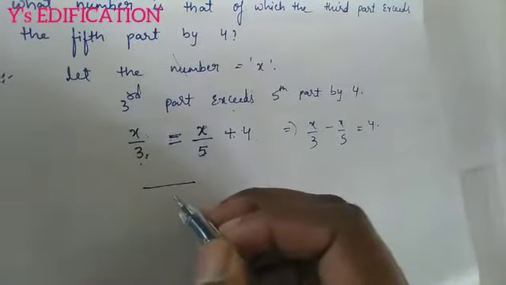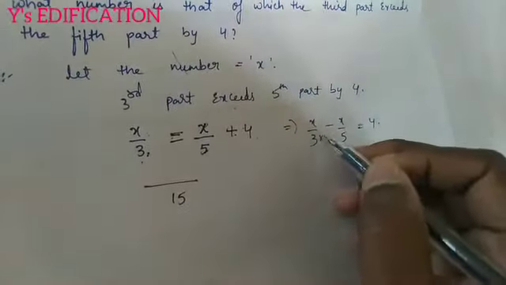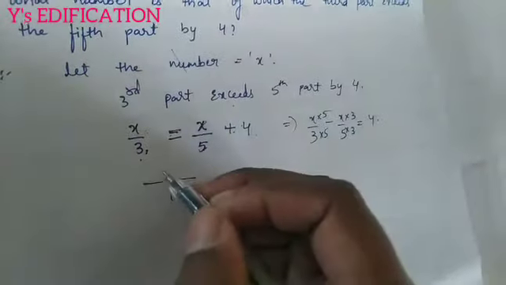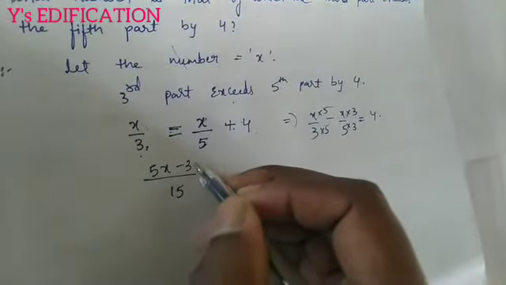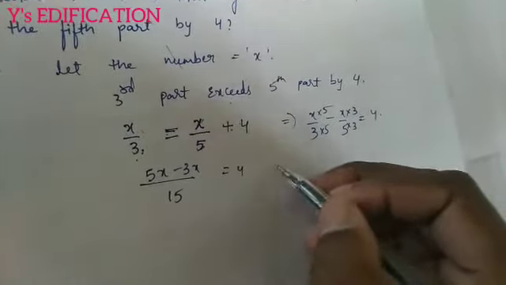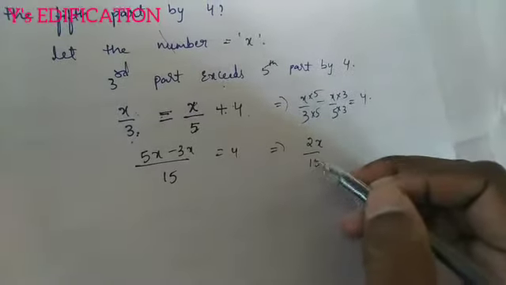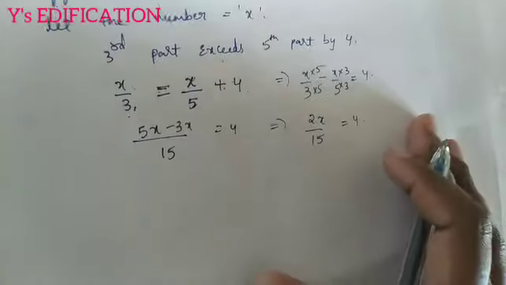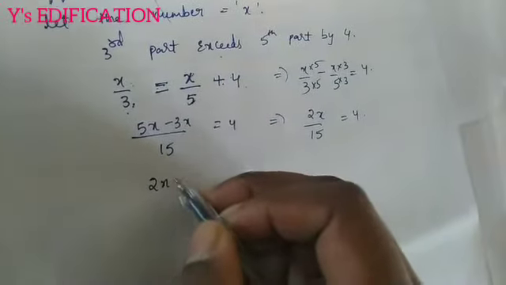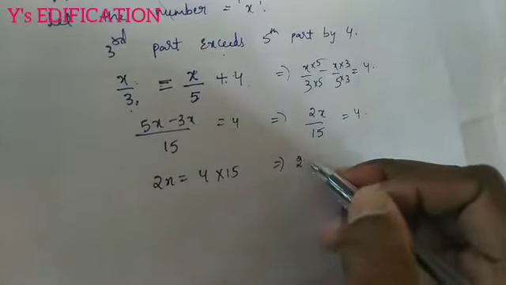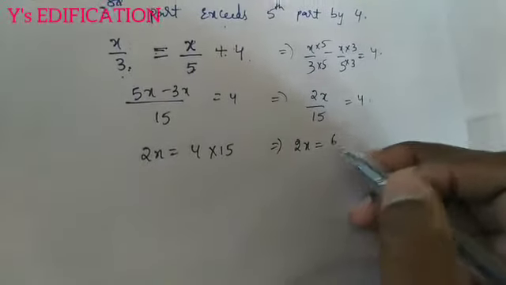Taking the LCM for 3 and 5, it is 15. So multiply this number with 5 and multiply this number with 3. So it will become 5 into x is 5x minus 3 into x is 3x is equal to 4. So what is 5x minus 3x? 2x by 15 is equal to 4. Okay. So 2x is equal to 4. When we transpose, it will become into 15. So 2x is equal to 15 into 4 is 60.